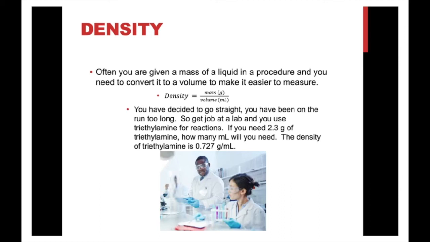Right? So you have to remember the formula, right? Density is going to be your mass, typically in grams, divided by a volume, typically in milliliters, is how we do it in organic. Almost every density you're going to see is going to be grams per mL is going to be the units, right?